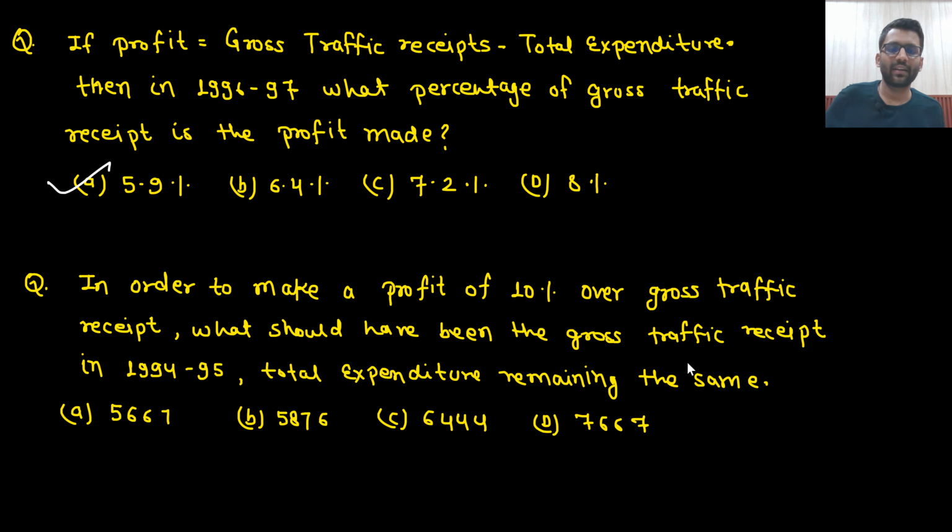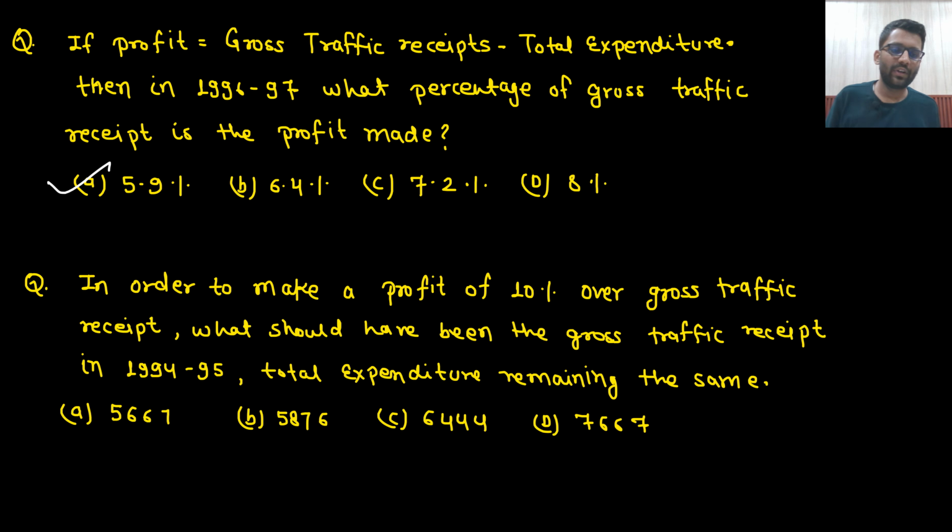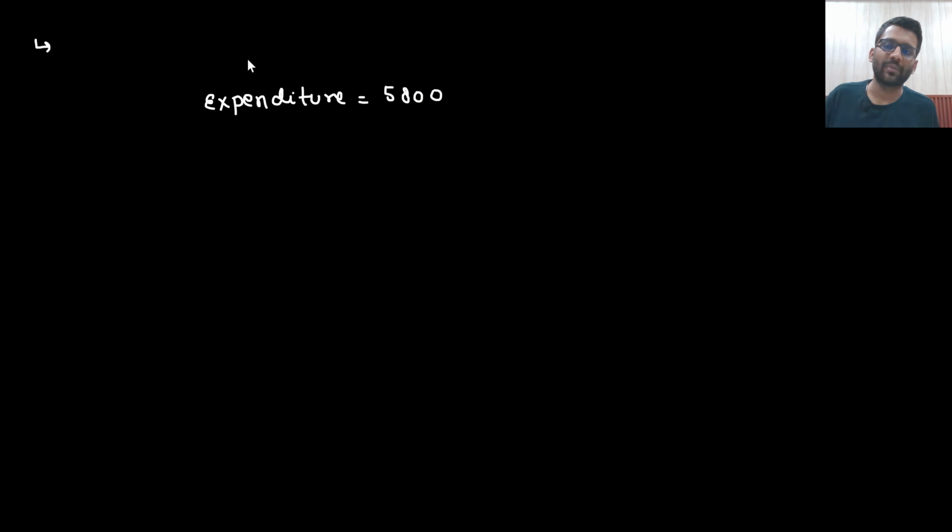What should have been the gross traffic receipt if the total expenditure is same? So this expenditure we are not changing. Expenditure is 5,800. And what do you need? You need to change the gross traffic receipt. And you need a profit of 10%. This is what you need.